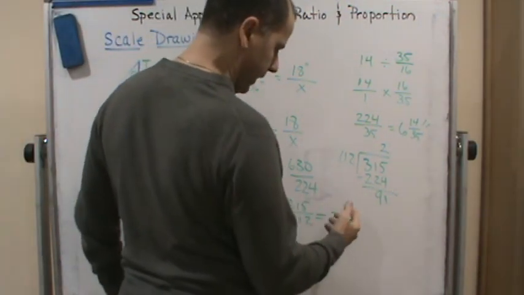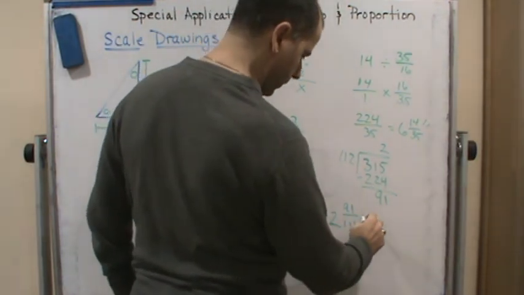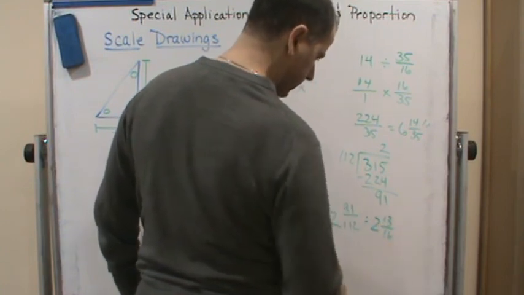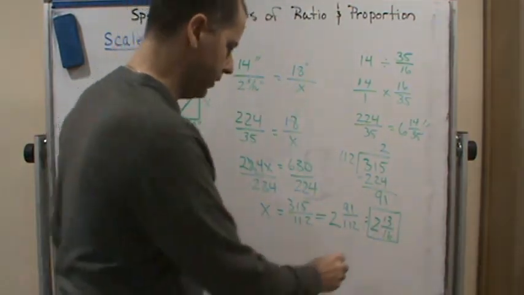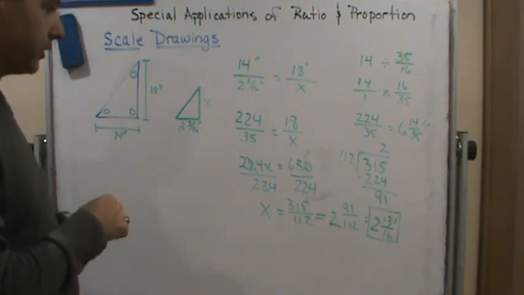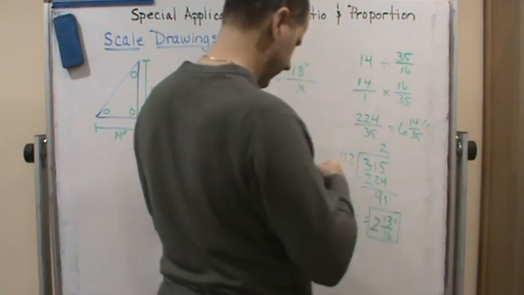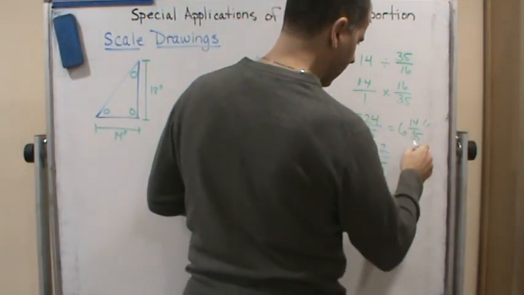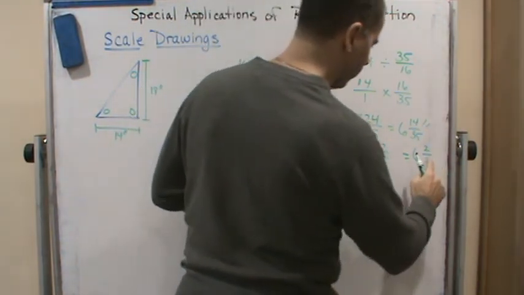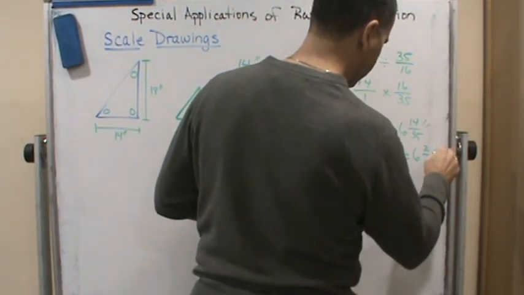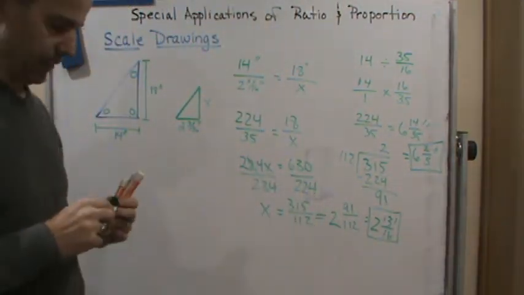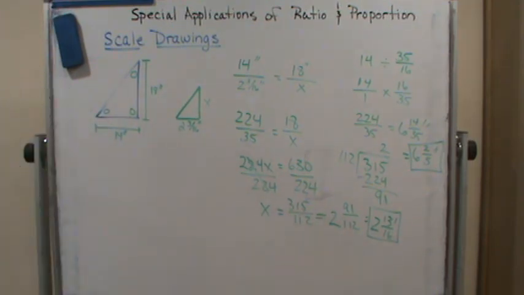So this is divisible by 7. So 91 and 112 are divisible by 7. And so you get 2 and 13/16 inches. Okay. So the scale factor. Oh my gosh, I didn't see this. Yeah, 7. I should have seen that. This is equal to 6 and 2/5 inches. So that's the scale factor, and that's the length of the height of the reduced drawing. That's it. Have a great day.